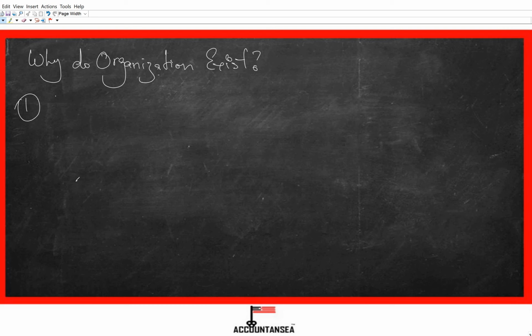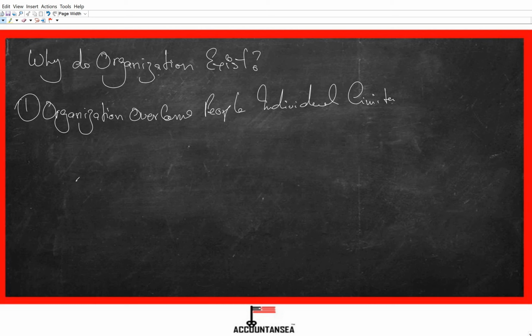Next question is, why do organizations exist? Organizations can achieve results which individuals cannot achieve by themselves. All right. For example, number one, organizations overcome individual limitations, whether physical or intellectual.